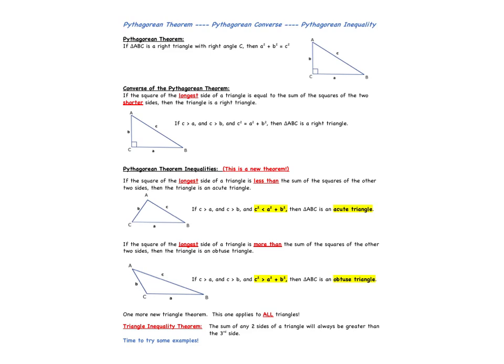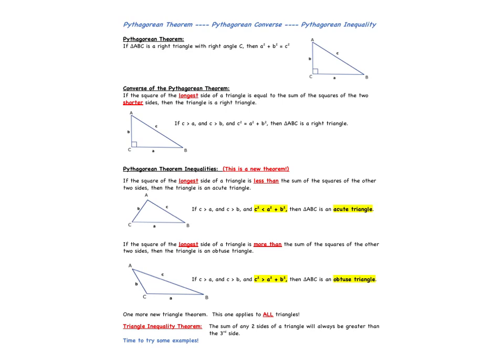Pythagorean inequality. Okay, so Pythagorean theorem, if you have a right triangle, you can find a missing side by taking leg squared plus leg squared equals hypotenuse squared. That's how I like to say it, because it's not always going to be A and B and C. Sometimes we're going to have different variables there.